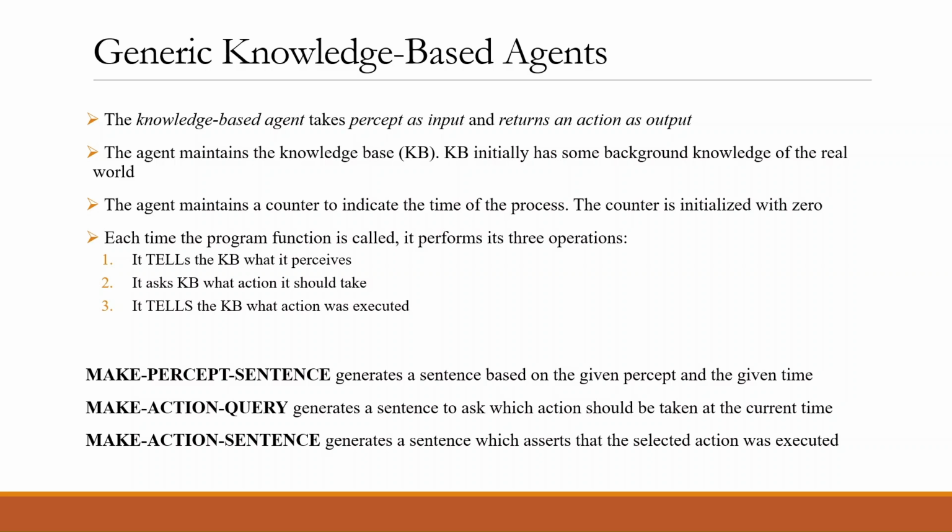Then it asks the knowledge base what action it should take, and then it tells the knowledge base what action was executed. So basically we have three actions. We have make percept sentence, which generates a sentence based on the given percept and the given time. Then we have make action query, which generates a sentence to ask which action should be taken at the current time. And then we have make action sentence, which generates a sentence which asserts that the selected action was executed.